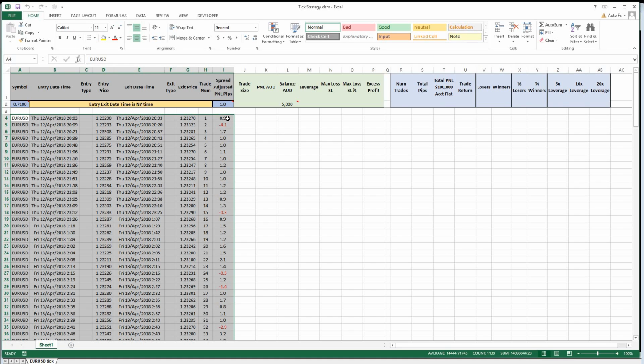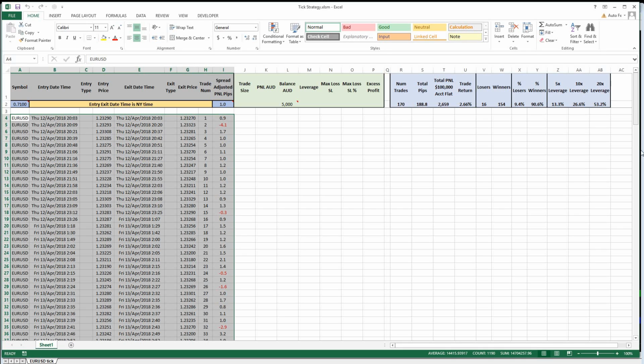So you can see that these are the spread adjusted net profits from each trade. 0.9 of a pip there, we lost 4.1 here. So all of the 2 pip trades have 1 pip taken off them, so they become 1 pip winners. And the losers, as I said, have a pip added to them. There's the exchange rate, which will turn everything back into Aussie dollars.